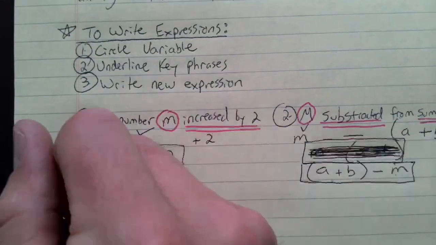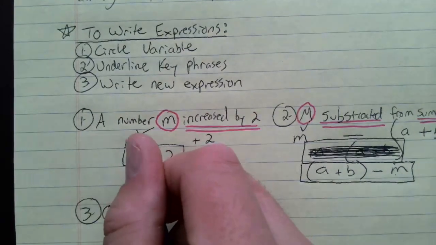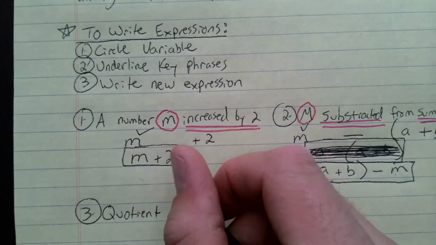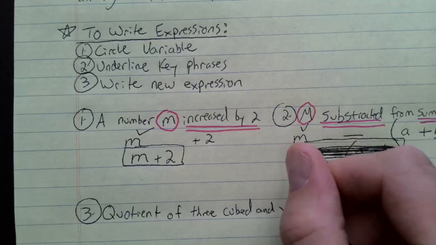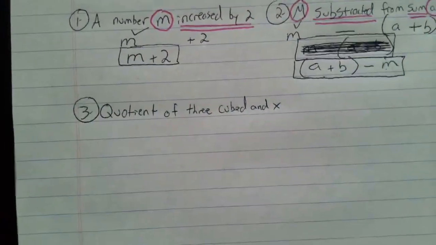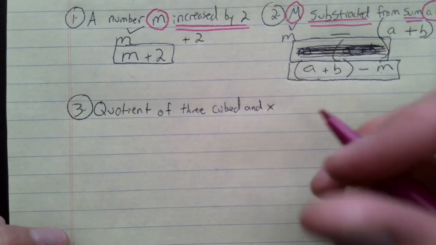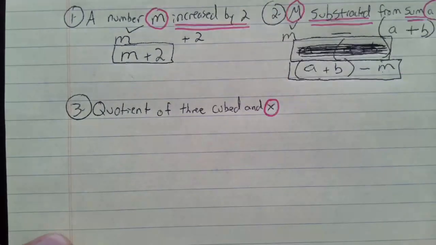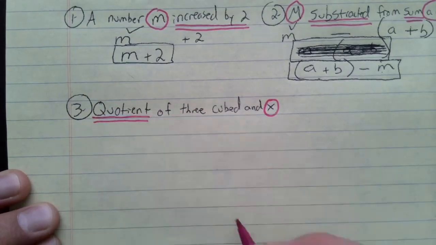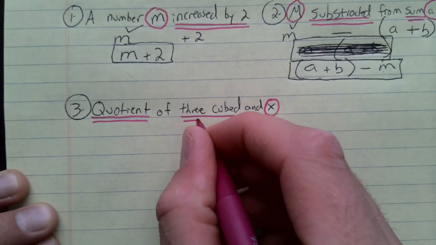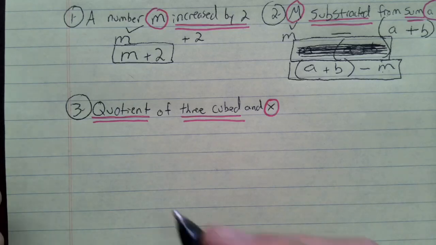Let's see another one. Number 3 is, just going to skip a couple lines, the quotient of 3 cubed and x. All right. So the quotient of 3 cubed and x. Step 1 just says to circle your variable. Here's one. And step 2, underline key phrases. Here's a key phrase, quotient of 3 cubed is another key phrase. So just go ahead and draw out what we know that those mean.